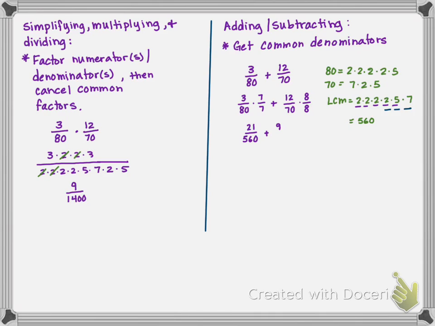Plus 96 over 560. And notice that this is different than when we cleared fractions, right? When we cleared fractions, we multiplied by our LCM over 1. So if these fractions were in equations, I would multiply both sides of the equation by 560 over 1 to cancel off all my denominators.